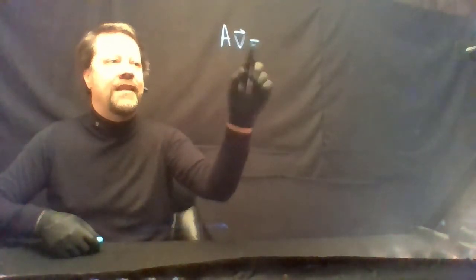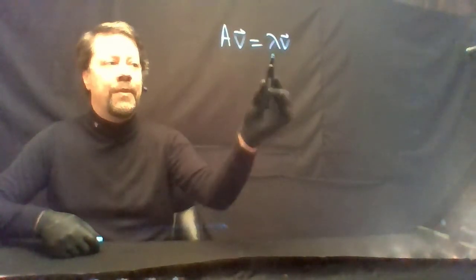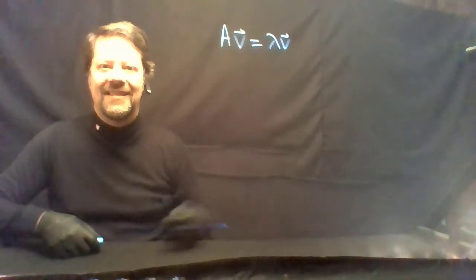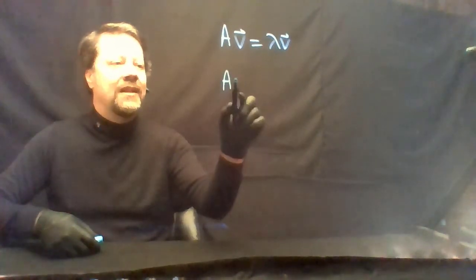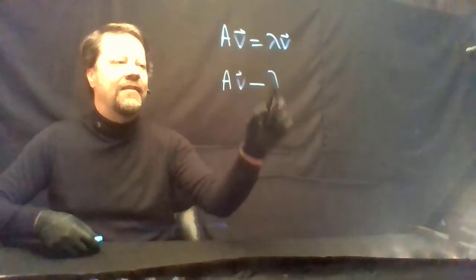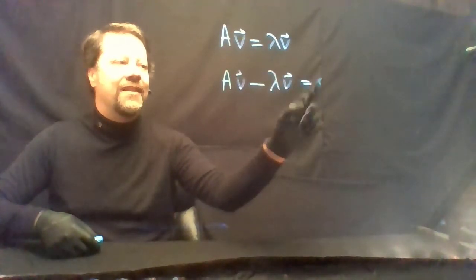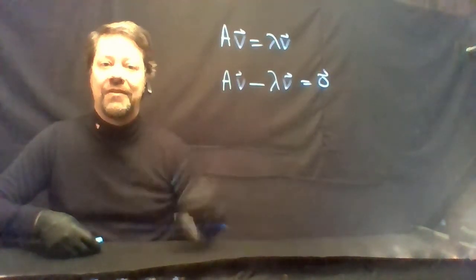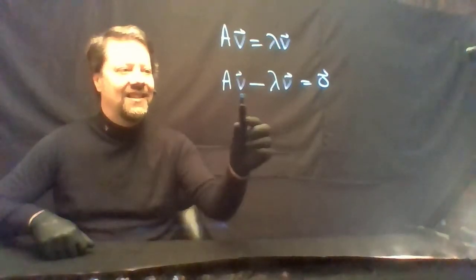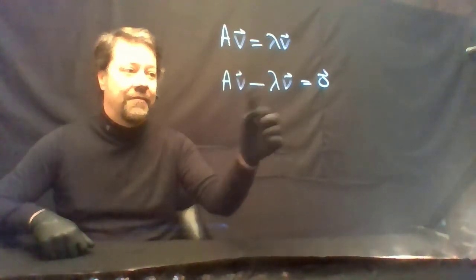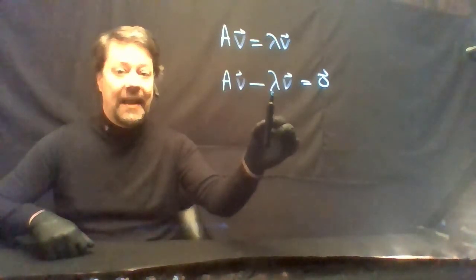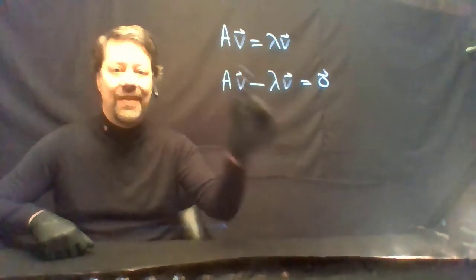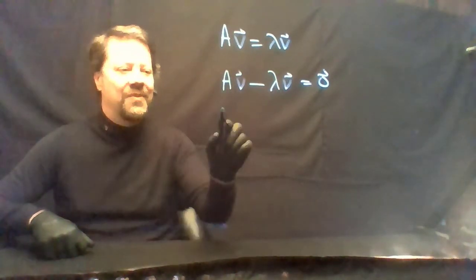How do you find them? How do you solve Av equals lambda v for both lambda and v? Well, here's an idea. Suppose that we take lambda v and subtract it to the other side. That will give us the zero vector on the right. Now it may be tempting to factor the v out at this point, but A is a matrix, and lambda is just a real number, so you can't do that. But there is something you can do.